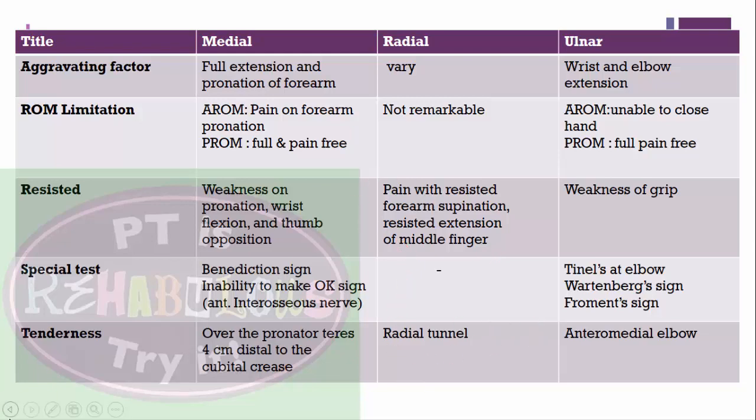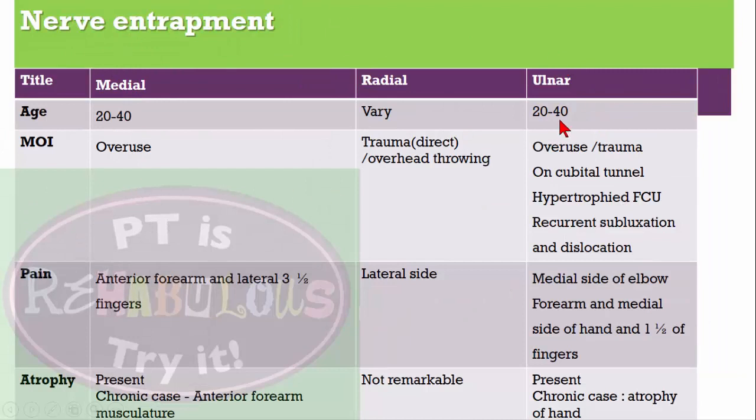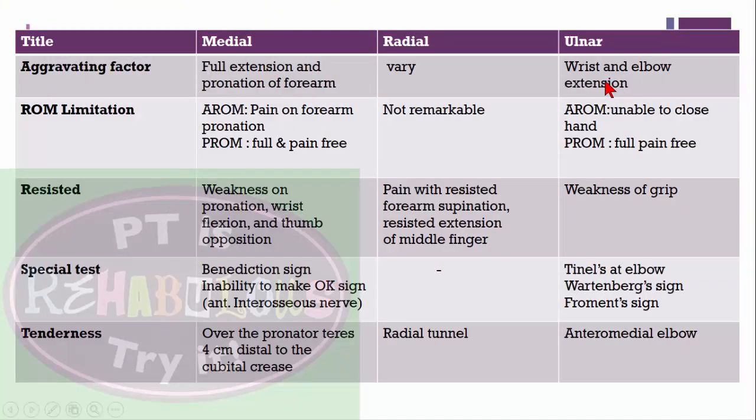If we check the ulnar nerve, age is 20 to 40 years and the mechanism is overuse or trauma. Specifically, the mechanism of injury is at the cubital tunnel, with hypertrophy of flexor carpi ulnaris plus recurrent subluxation and dislocation. Pain is located on the medial side of the forearm, the medial side of the hand, and 1.5 fingers. Atrophy is present in chronic cases, and aggravating factors are wrist and elbow extension.